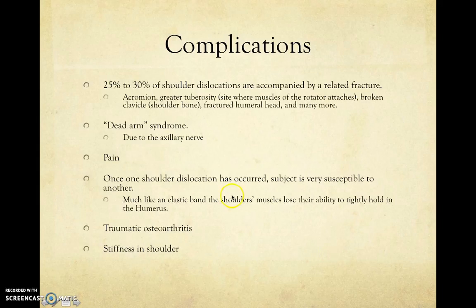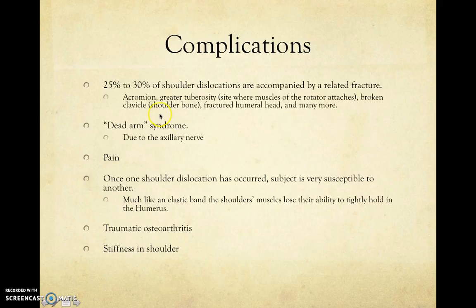Alright, so complications. As I said earlier, 25 to 30% of all shoulder dislocations are accompanied with a related fracture. Some examples of this are the acromion and the greater tuberosity, which is the site of where the rotator cuff muscles attach to the humerus. So some of these tendons can be damaged and such.